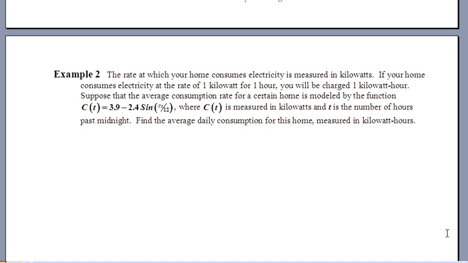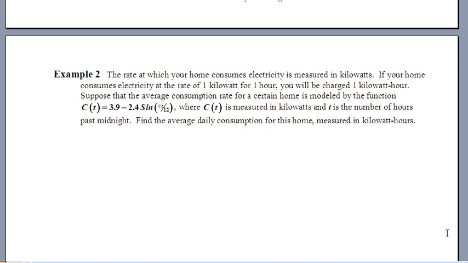Oh, it's an electricity question. The rate at which your home consumes electricity is measured in kilowatts. Okay, great. If your home consumes electricity at a rate of 1 kilowatt for 1 hour, you'll be charged 1 kilowatt hour.